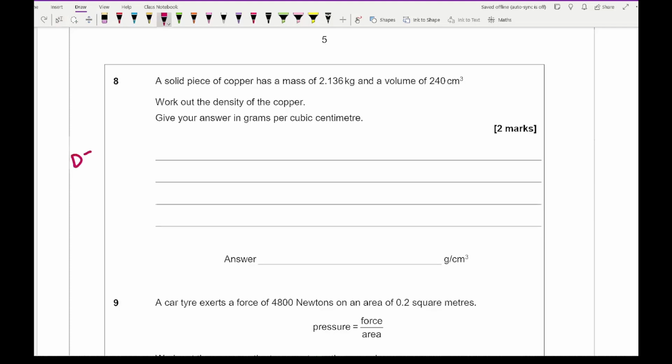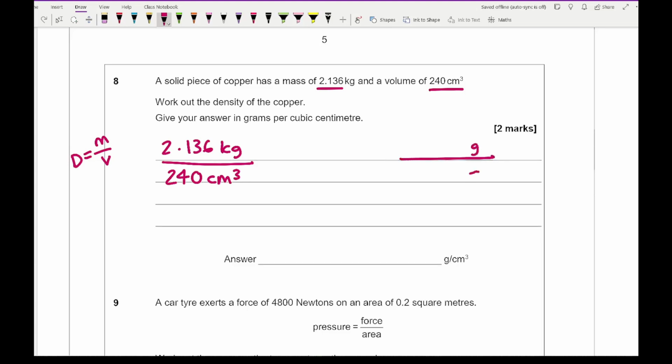So again, looking at the volume, its density equals mass over volume. Looking at this, the mass is 2.136 kilograms over 240 cubic centimeters. Looking at the answer, I want it in grams and in cubic centimeters. The cubic centimeter denominator is exactly the same, so I can just write that underneath. However, I need to convert the kilograms into grams. So here I multiply by 1000.